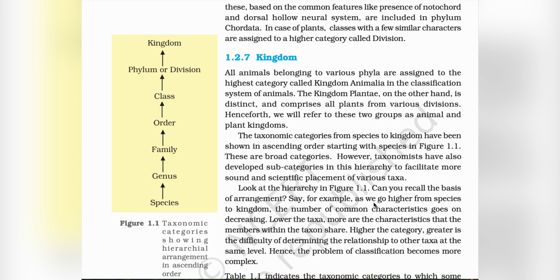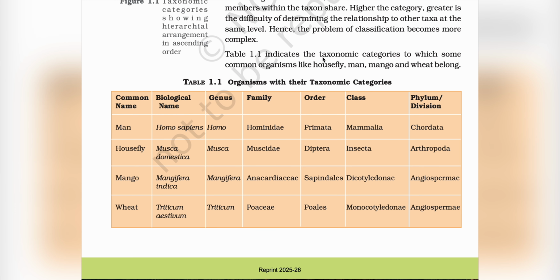Say for example, as we go higher from species to kingdom, the number of common characteristics goes on decreasing. Lower the taxa, more are the characteristics that the members within the taxon share. Higher the categories, greater is the difficulty of determining the relationships to other taxa at the same level. Hence, the problem of classification becomes more complex. Table 1.1 indicates the taxonomic categories to which some common organisms like housefly, man, mango and wheat belong.